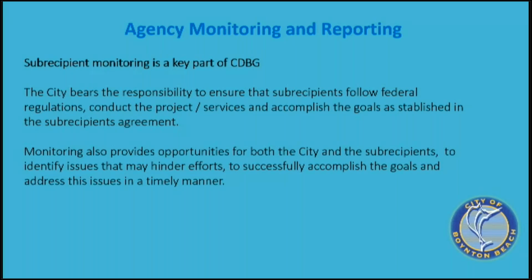And then here comes the monitoring and reporting. Recipient monitoring is a key part of CDBG. Monitoring is a key part. So once again, the city bears responsibility to ensure that the recipient follows federal regulations, conducts the project services, and accomplishes the goals as established in the recipient agreement. It is very important because once again, the city bears the responsibility that the recipient is going to do what it says it was going to do.